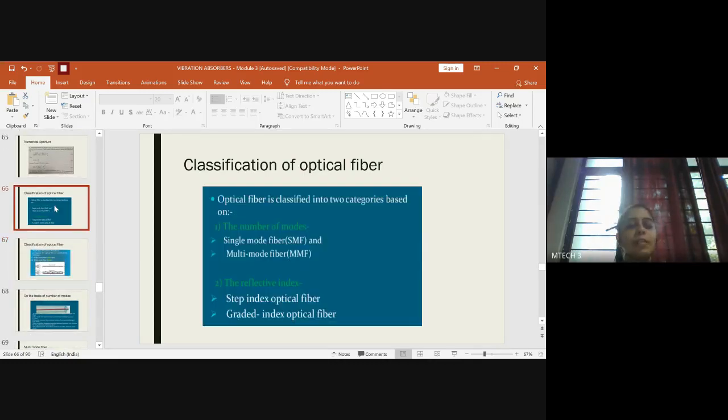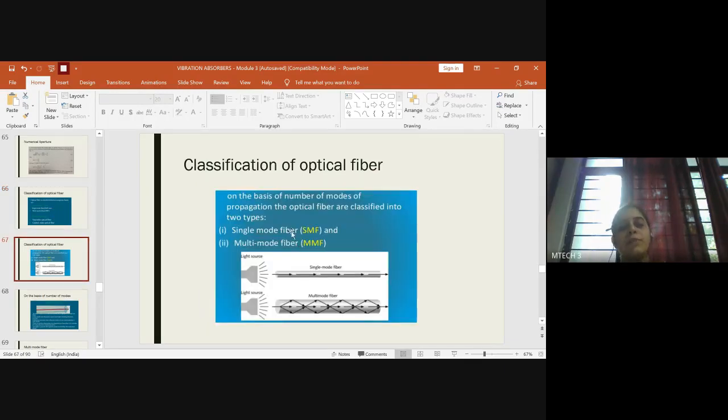Now coming to the first classification, number of modes. Based on the number of modes, we have two types, the single mode fiber and the multi-mode fiber. If you have a light source and a glass rod or a glass fiber here, and the light is being transmitted in a single mode, it means it is the only mode or only direction in which the light could be transmitted from input to output. So it is only one mode of light rays passing through from the light source, and hence it is called single mode.